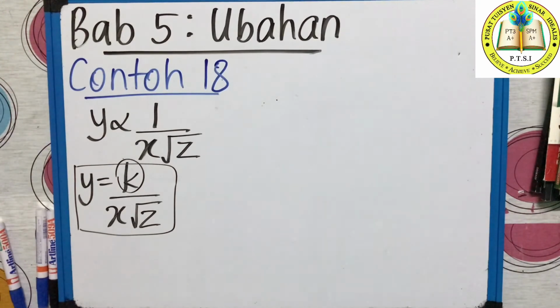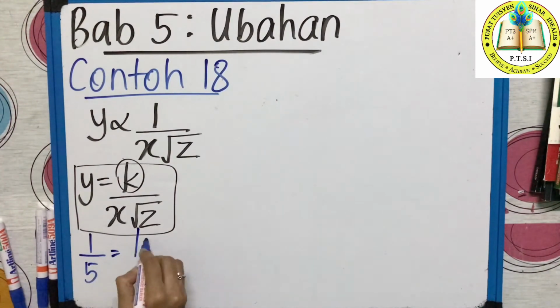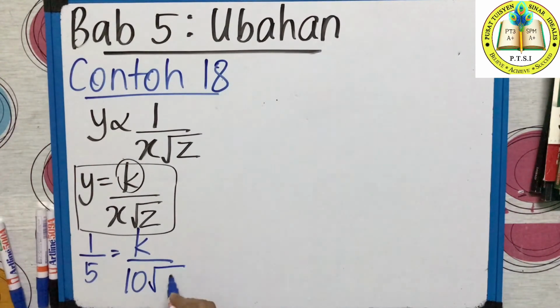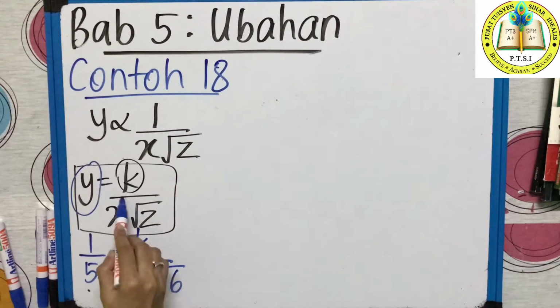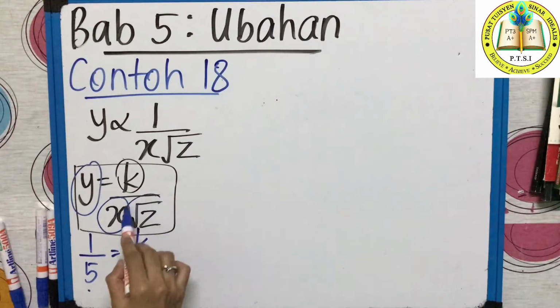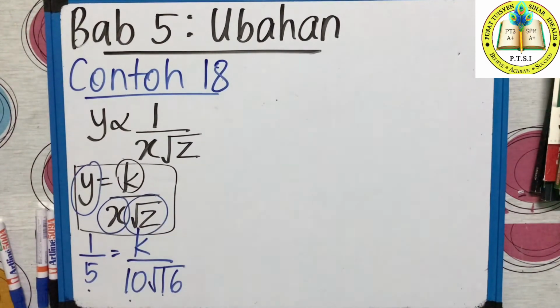Okay, apa nilai yang diberi? Look at the paragraph there. They gave you Y 1/5. So, cikgu ganti 1/5. Yang ni K, kamu perlu cari. X 10, teacher ganti. And Z, berapa nilai Z? 16. So, square root 16. Semua cikgu sudah ganti. Y 1/5. X 10. Punca kuasa 2Z, square root 16. Already, all ganti ready. Now you have to solve.